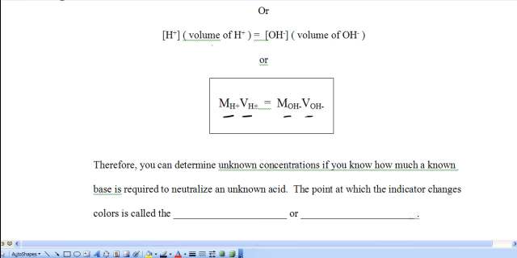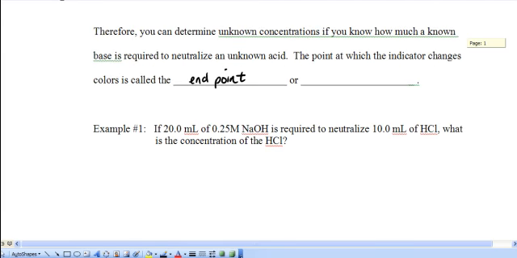So therefore, you can determine unknown concentrations if you know how much of a known base is required to neutralize an unknown acid, to the point at which an indicator changes colors. Now, we haven't mentioned the indicator. An indicator will change colors at various pHs, and so you have to pick your indicator wisely. But the point at which the indicator changes is going to be called the endpoint. Or in the case of a strong acid and base, which is all we're going to be doing in this class, it's going to be called the equivalence point. Or sometimes it's also called the neutralization point.